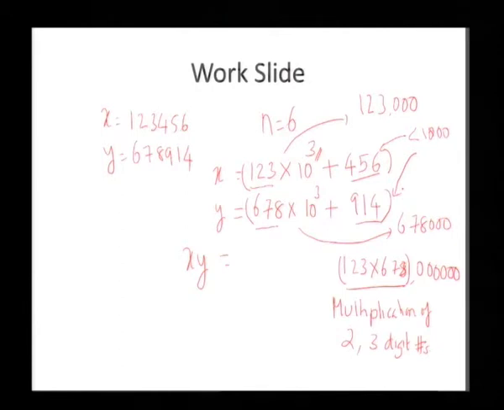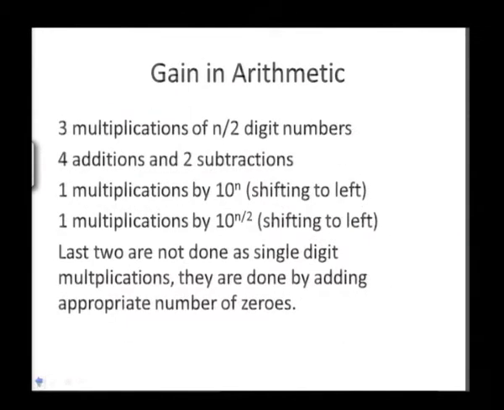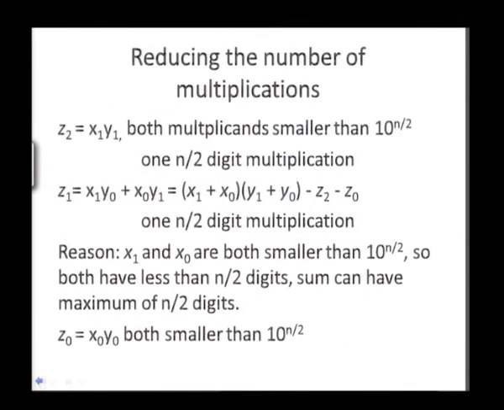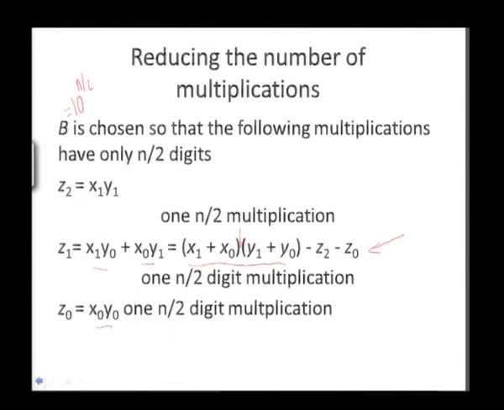Therefore, what is the conclusion? The conclusion is that we now have 4 3-digit numbers. We started off wanting to multiply 2 6-digit numbers. We have broken it down into 4 3-digit numbers, and going back to our previous slide, we are now wanting to evaluate. We have now observed that x1, y1, x0, y0 all are n by 2 digits. In that example, they were 3 digits.